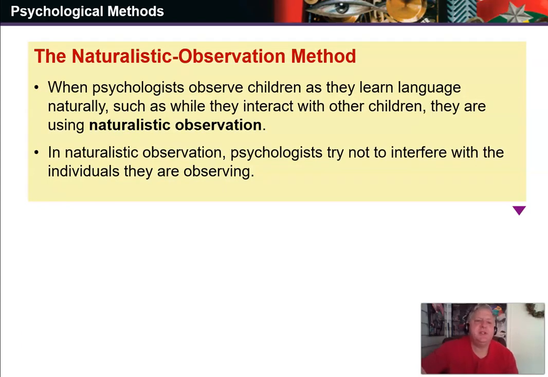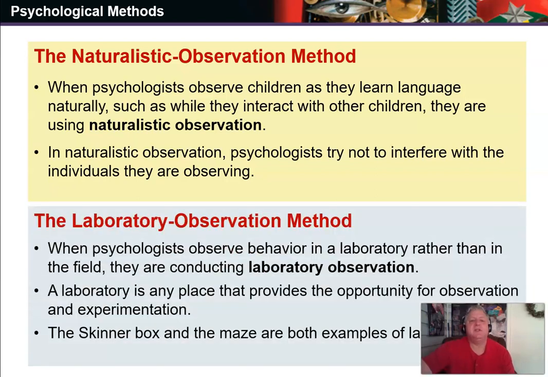Naturalistic observation is when psychologists observe children as they learn language naturally, such as while they interact with other children. In naturalistic observation, psychologists try not to interfere with the individuals they are observing. So what you would do in a naturalistic observation is you would go out and you might just watch how people behave when put into a particular situation.